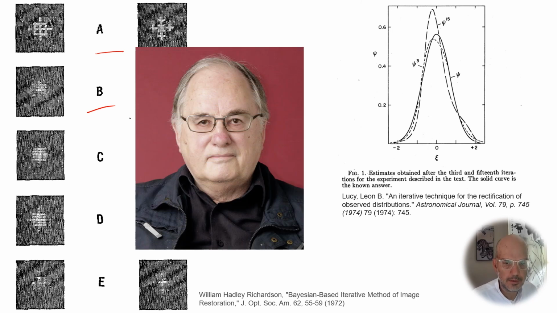The figure shown here is from his 1974 paper in which he independently derived the same expectation maximization algorithm that Richardson had earlier published. The image shows a particular distribution in the solid line, this psi, and then iterations to try to recover that distribution from a degraded image using the Bayesian algorithm, psi 15 and psi 3. So that's kind of the state of the art of imaging in 1970.